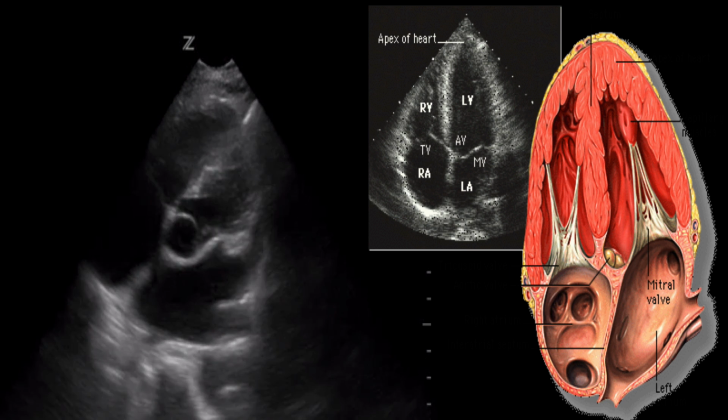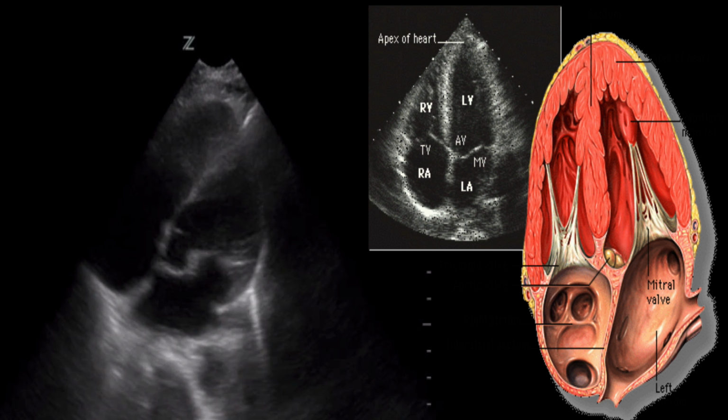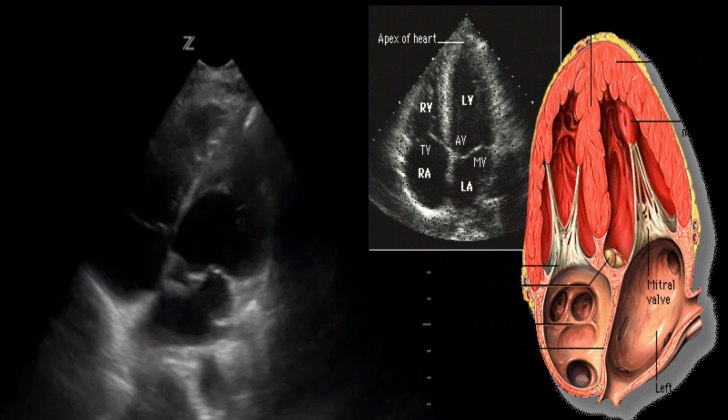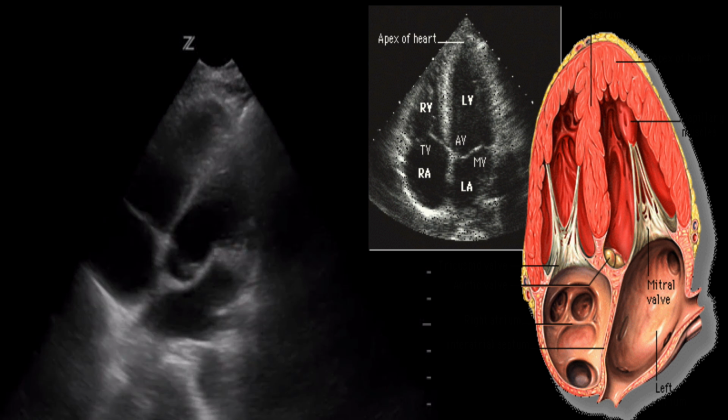This view is ideal for comparing chamber sizes, and if you point the ultrasound beam just anterior, you can evaluate the mitral valve, tricuspid valve, as well as the aortic valve in the 5-chamber view.